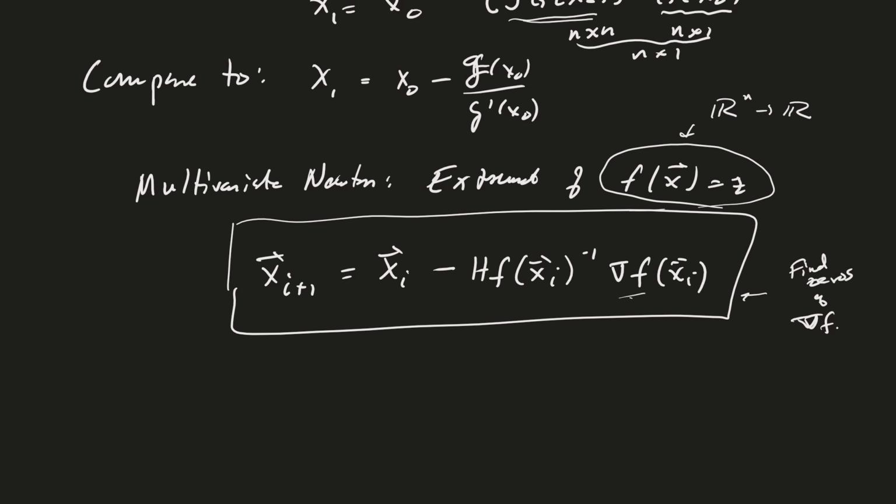So this is actually the first derivative and the second derivative. Okay, so this is also the inversion of an n by n matrix. And so we may run into trouble with that.